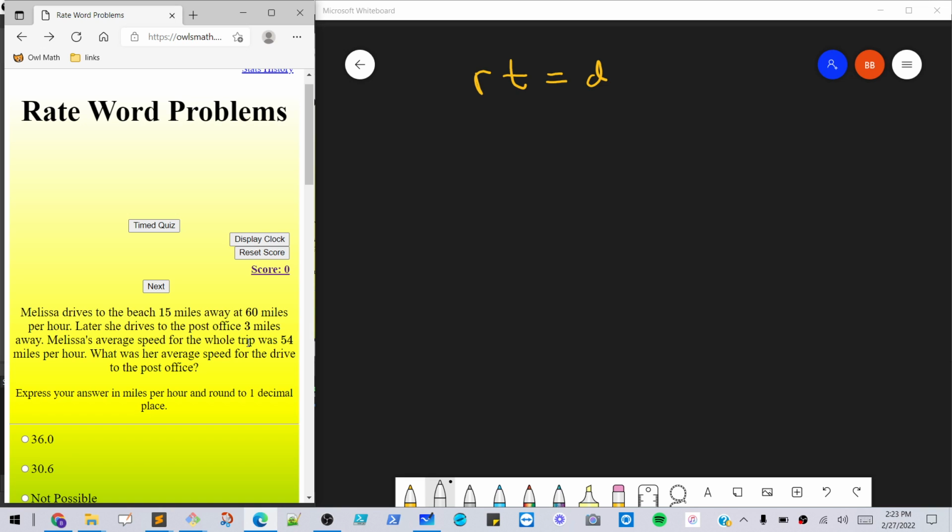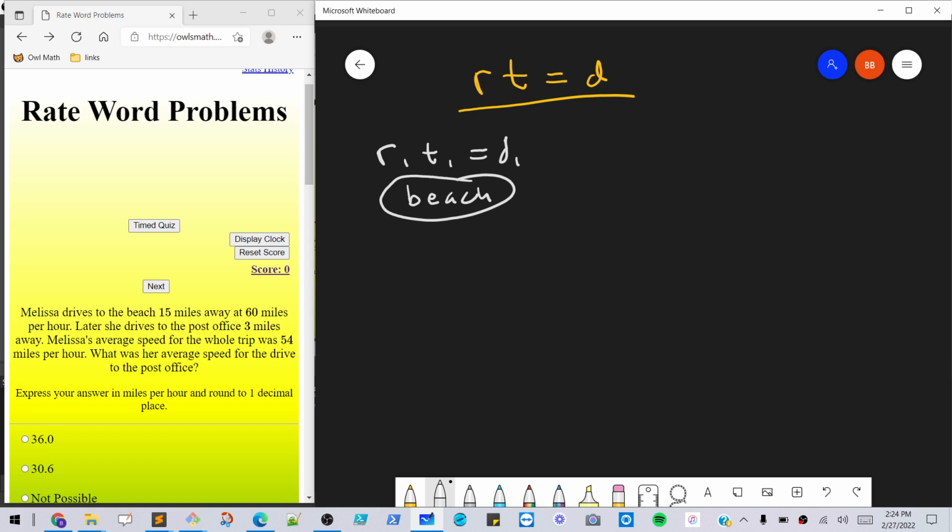And what I'm going to do, I have on the board the general equation that we use for a problem like this, rate times time equals distance. But in this case, we actually have a few different things going on. We have the first trip, which I'm going to write out, and this is going to be for the trip to the beach. So we'll subscript that with 1 for the trip to the beach. And then the trip to the post office.